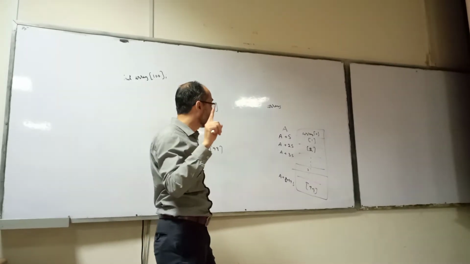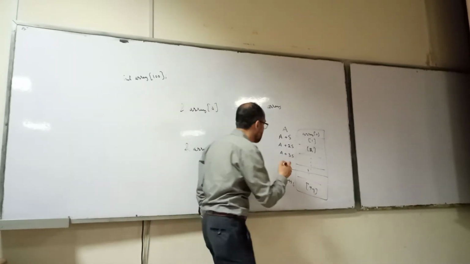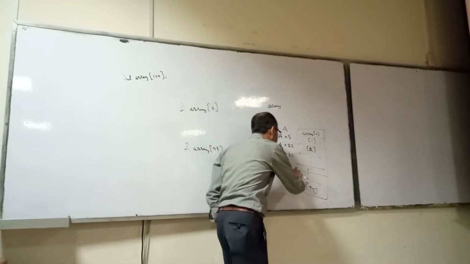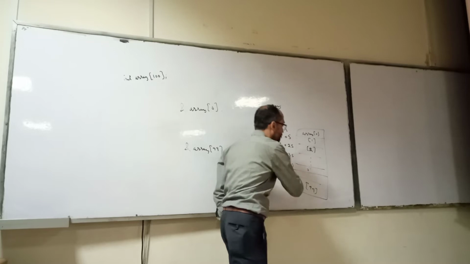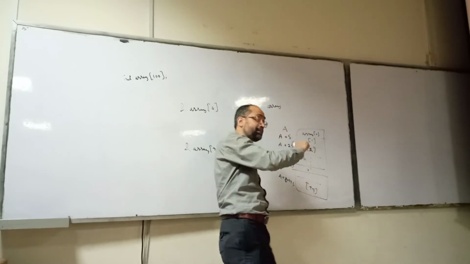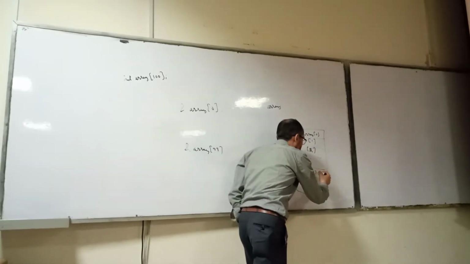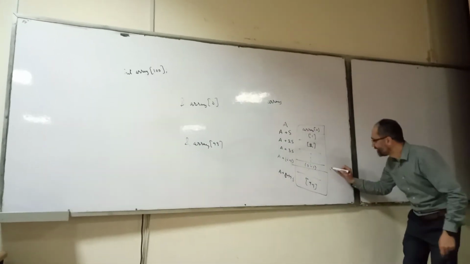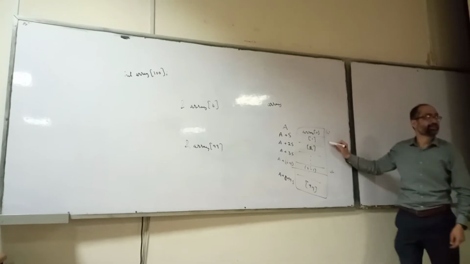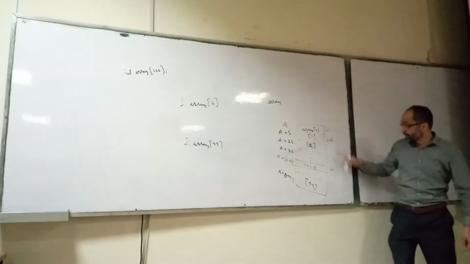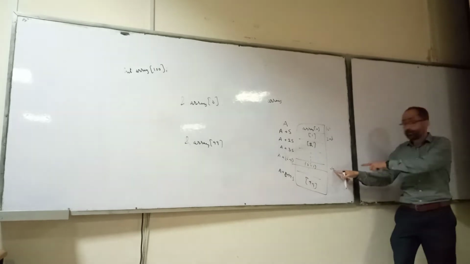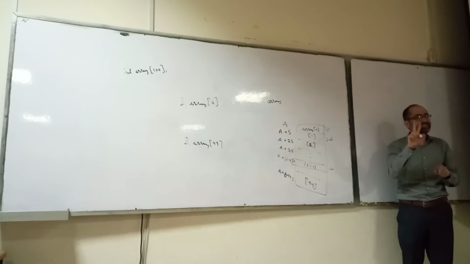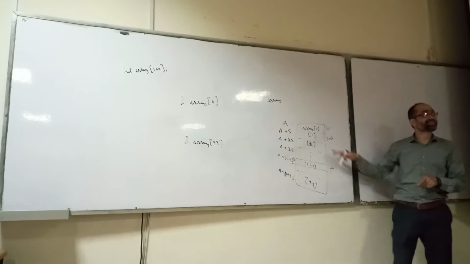Now, if there is an ith element of the array, the address is A plus (i minus 1)s. The ith element has an index of i minus 1. This is the first element, this is the second element, this is the ith element. So there are two things: one is the element number, one is the index.